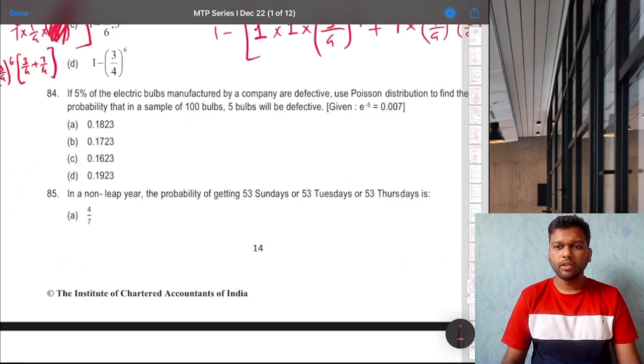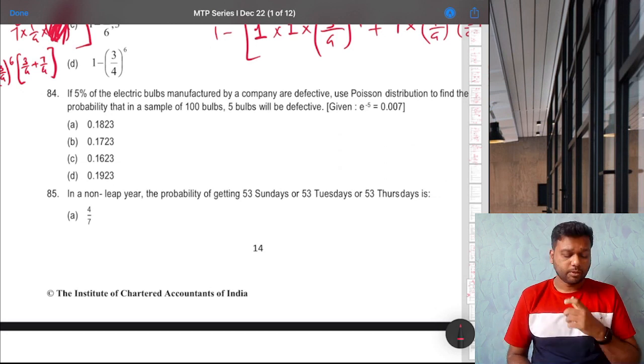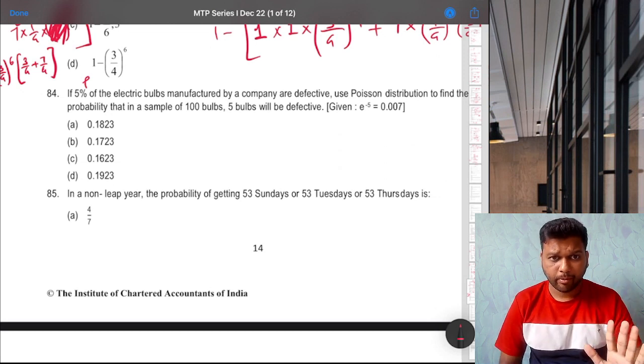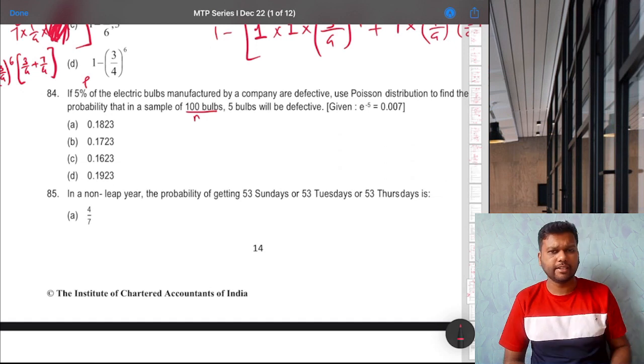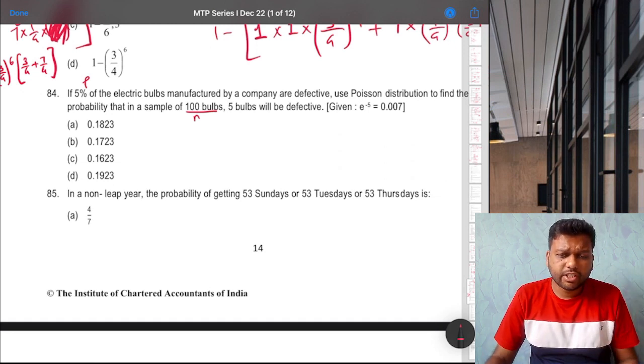Okay. So next is question 84. If 5% of the electric bulbs manufactured by a company are defective, so probability of defective is 5%. Use Poisson distribution to find the probability that in a sample of 100 bulbs, sample is the number of trials, right? 5 bulbs will be defective. Okay. So we want to use Poisson distribution.